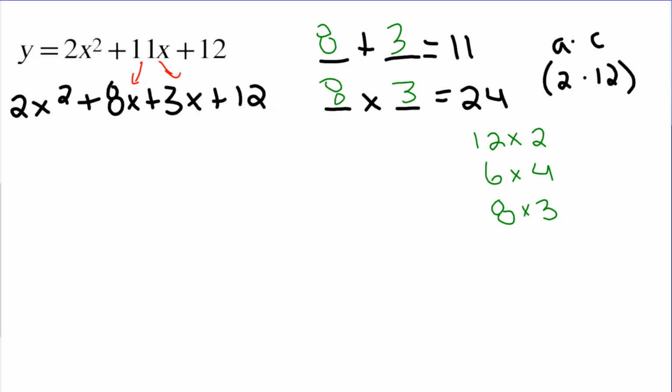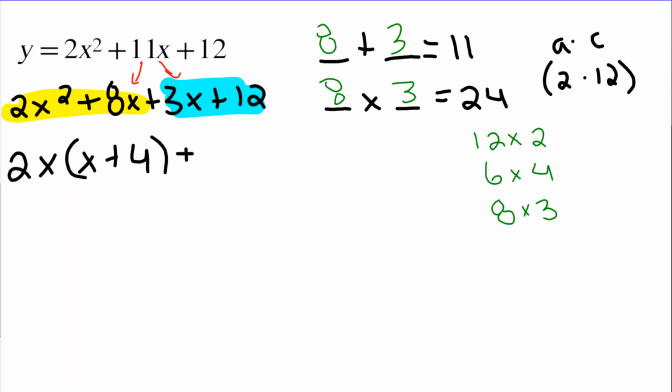I'm then going to group these into pairs, and the easiest way is just to get the pair from the first two and the second two and group those together. So I'm going to be looking at what is the greatest common factor between 2x squared and 8x, and then separately what's the greatest common factor between 3x and 12. Well, 2x squared and 8x share a whole 2x. When I divide 2x squared by 2x, I get just an x. When I divide 8x by 2x, I get a 4.